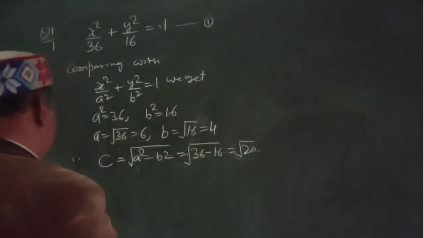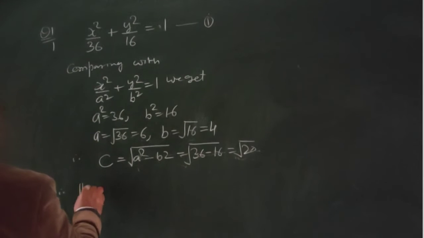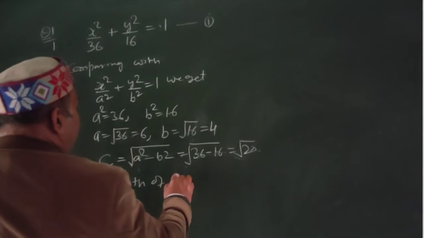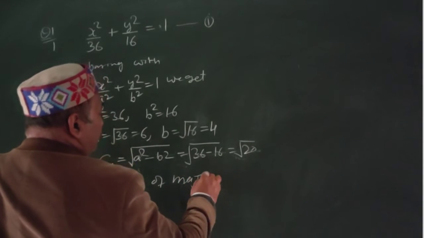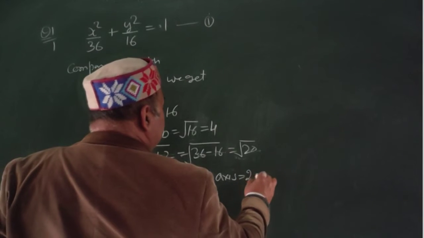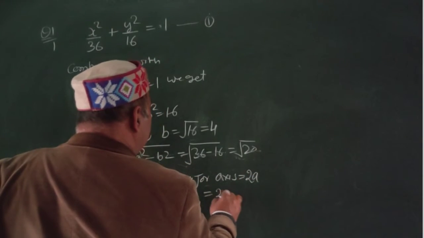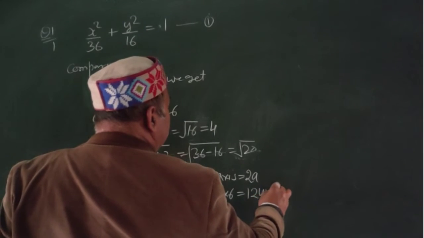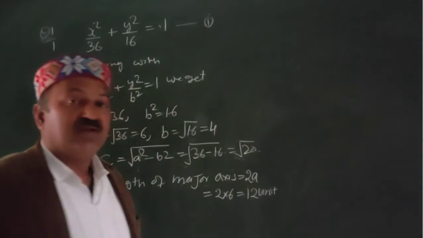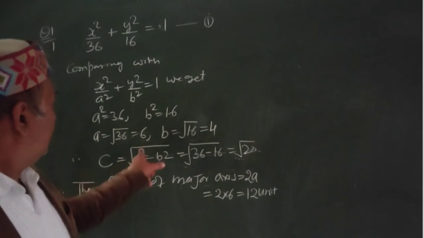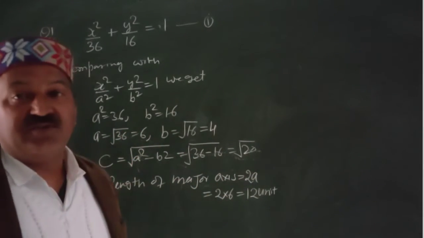So first of all, the length of the major axis will be equal to 2a, and that is equal to 2 into 6 is equal to 12. This is the first answer. Length of the major axis is equal to 2a, that is 2 into 6, and that is 12 units.